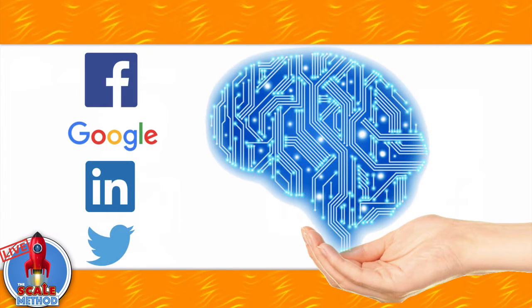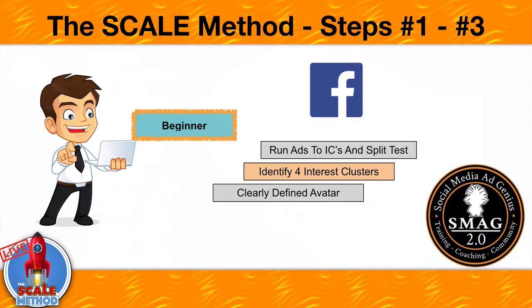By the way, Facebook, Google, LinkedIn, Twitter, they have some of the smartest people on our planet working on the algorithm to make sure that the people we're targeting are seeing the most relevant content. We're going to harness the power of these amazingly smart people and the artificial intelligence of these major platforms to do most of the hard work for us.